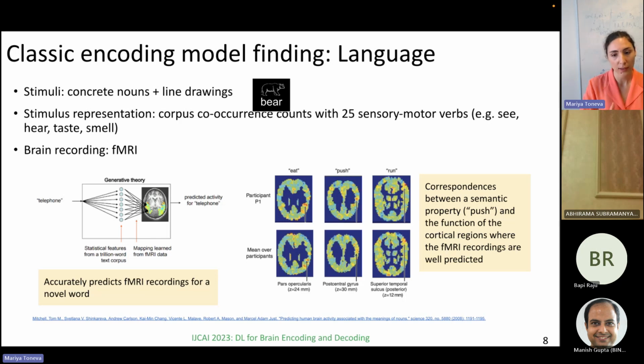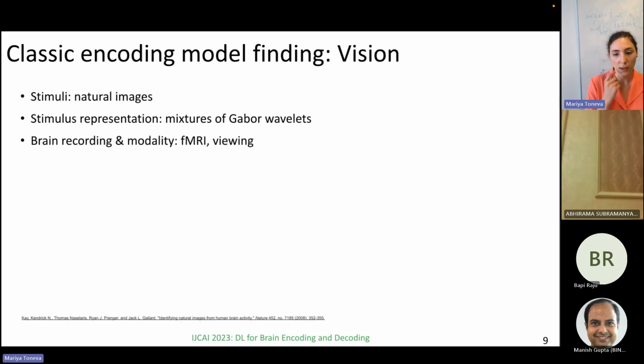So this was a very nice way to use encoding models to verify a hypothesis or provide even more evidence for a hypothesis in cognitive science. So this is about this classical finding in language using encoding models. And now I want to tell you a little bit about a classical finding in vision.